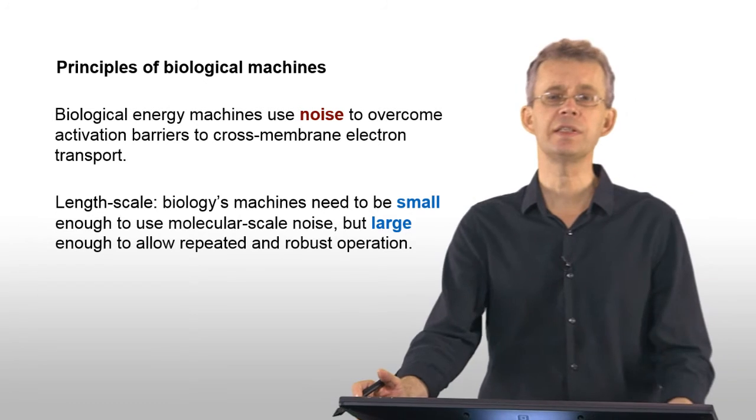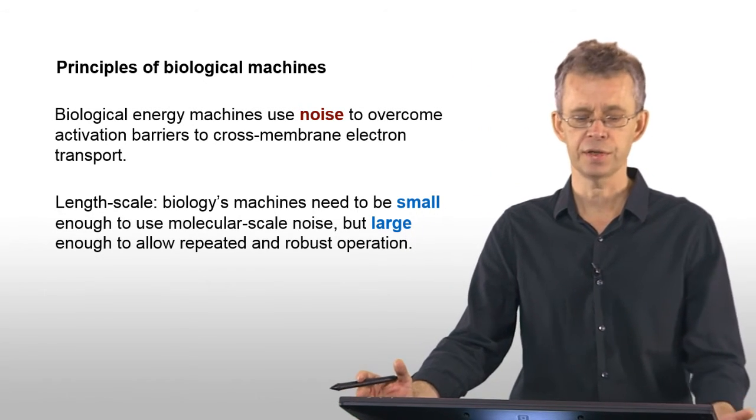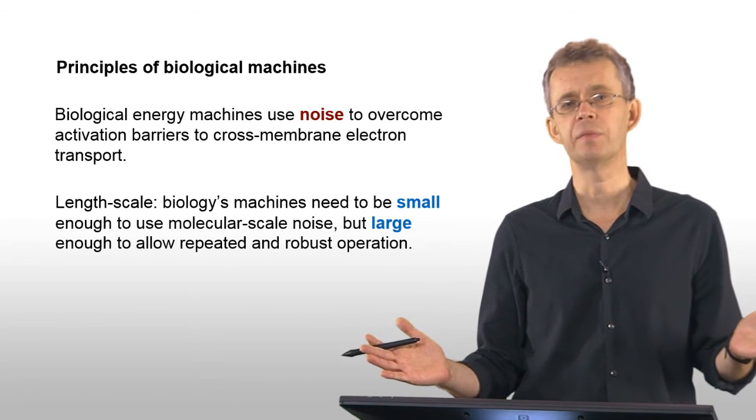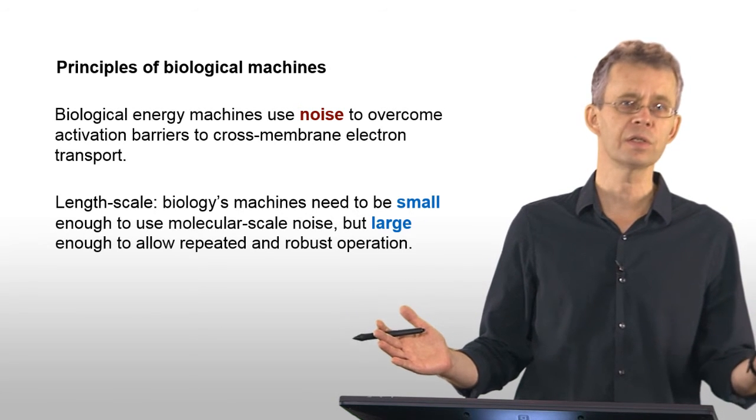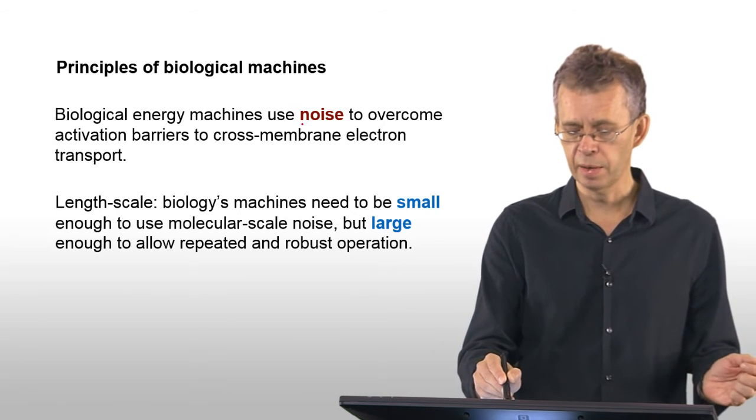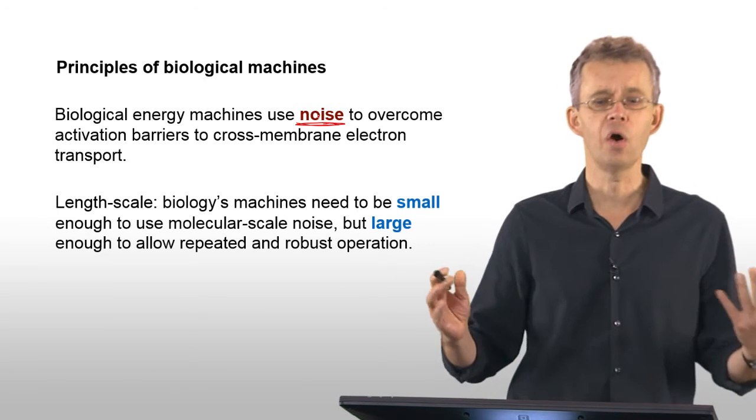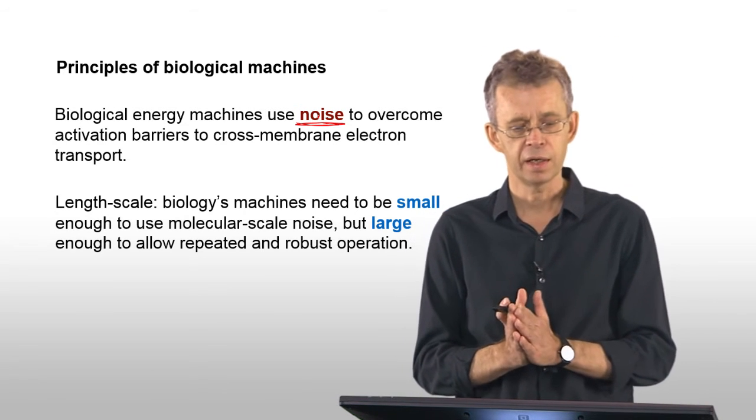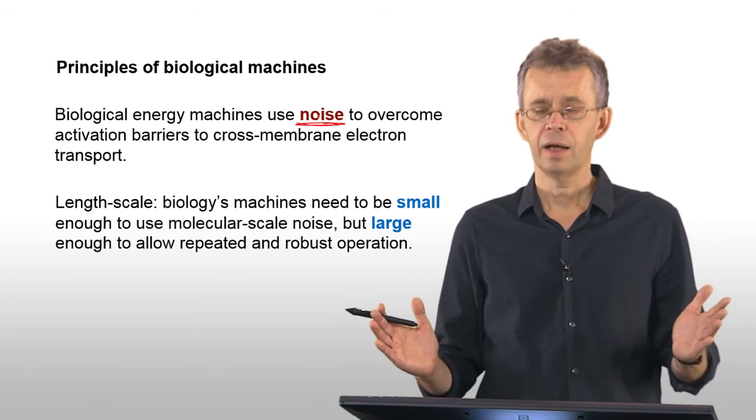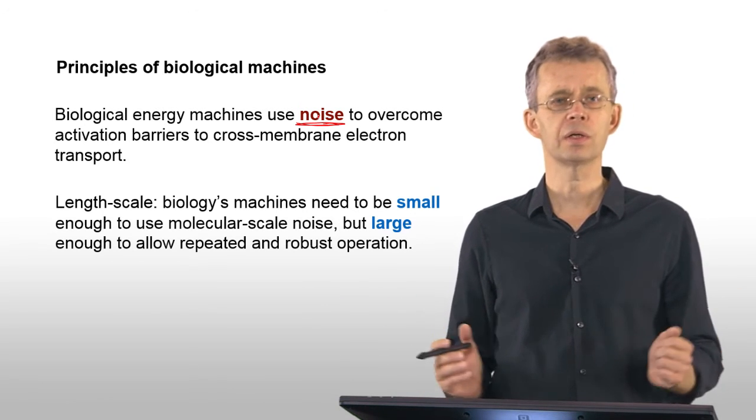So we are starting to understand the basic principles of biological machines. You need noise to overcome the activation barrier. It means you need noise to provide conditions for electrons to tunnel between the cofactors. So being on the molecular size and being noisy in the thermal environment is quite important for energy to be delivered. At the same time, if you have too much noise, you have absolutely no control over your device.